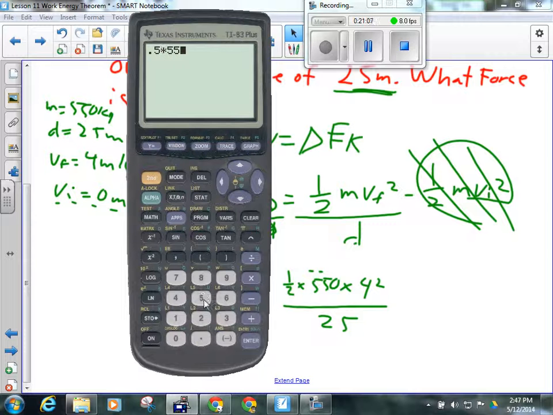0.5 times 550 times 16 divided by 25. That's a better number. 176 is still really small. Okay. 176 newtons is still puny. Right? Not as puny as 13, but it's still puny. Okay. Everybody with me there?